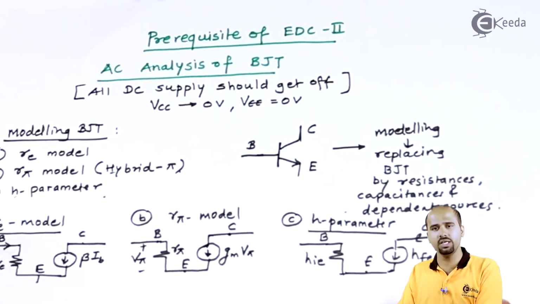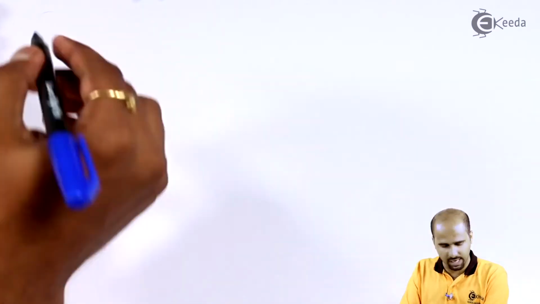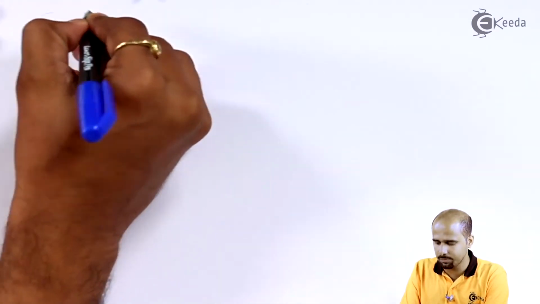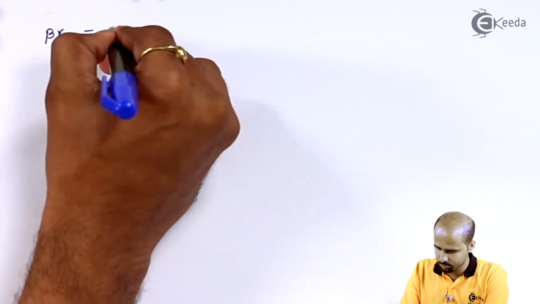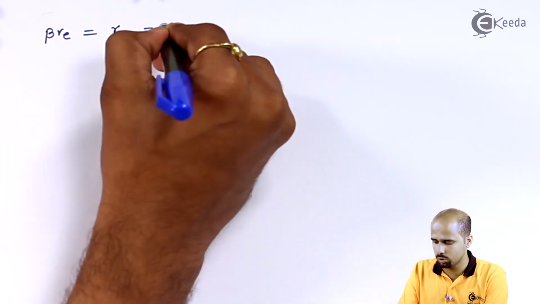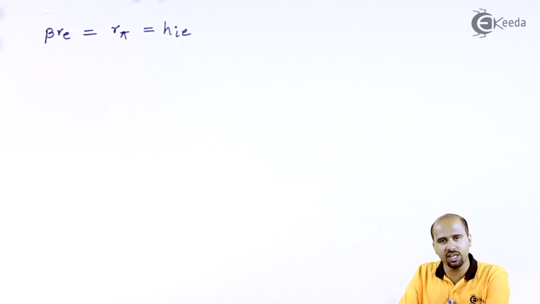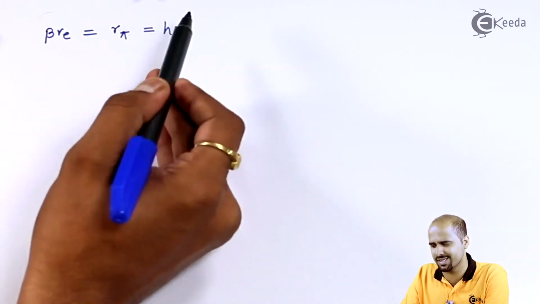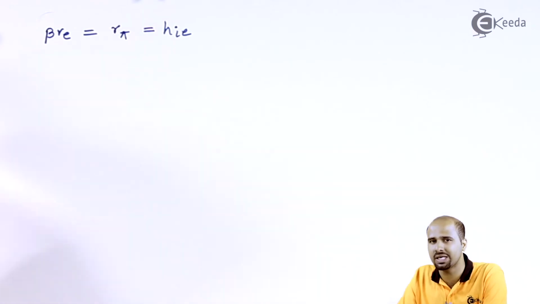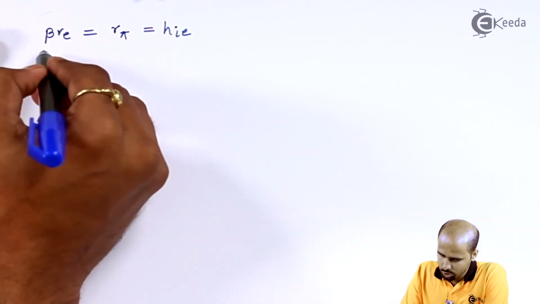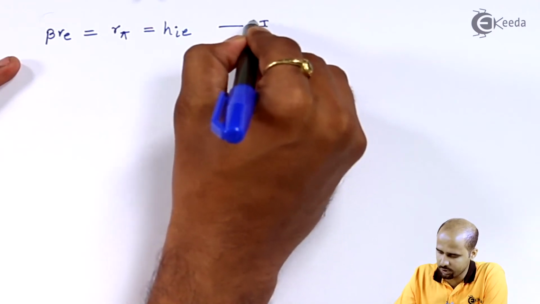So we'll be getting two equations from the three particular models, and we'll get the relation between the models as beta Re is equal to RPi is equal to HIE. Okay, so in any numerical, if they have given HIE and they ask us to analyze using the RPi model, I can easily say that HIE is nothing but your RPi. So this is the first equation that we have got.